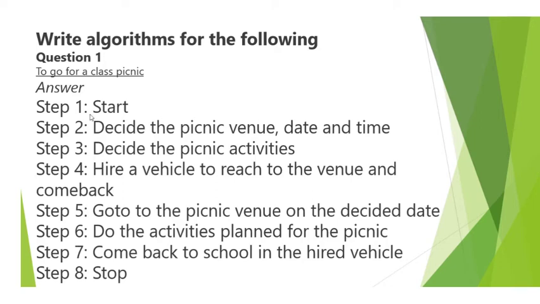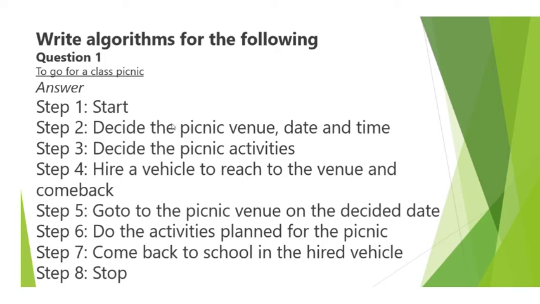So the first step will be start. Whenever you are going to start any flowchart or algorithm, the first will be the start option. Okay, it is a kind of new beginning, so you have to represent a new beginning with the start. And the second step will be to decide the picnic venue, date and time. Now the second step will be to decide a place where you are going to picnic. You have to decide a date and time.